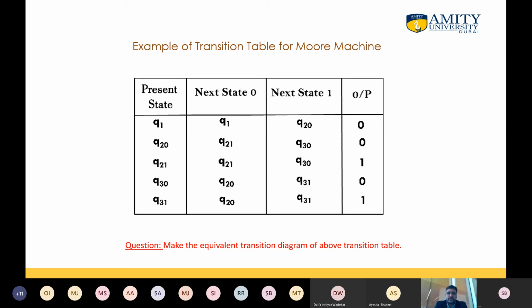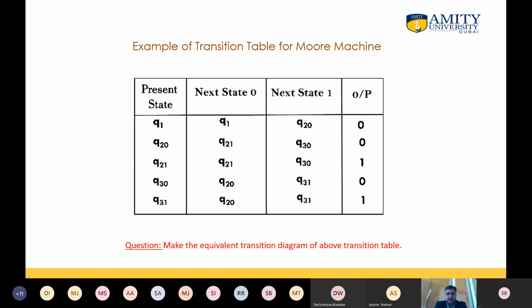And just see the difference in Mealy and Moore machine. In Mealy machine, what was happening? With input 0, you are writing a separate output, and with input 1, you are writing a separate output. So in Mealy machine, how many outputs were there? 2 outputs were there. But here, how many outputs are there? Only one, and which is dependent upon the present state, not on the next state. So this is the difference of Mealy and Moore machine.